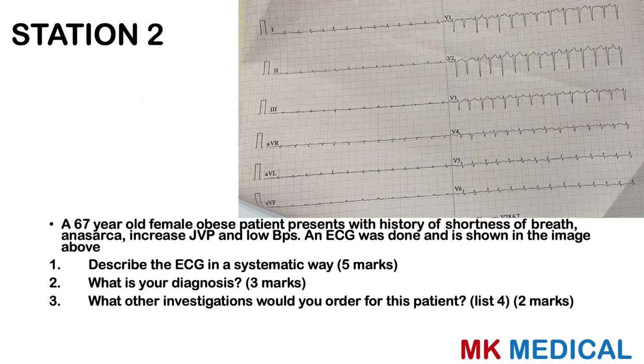Station 2. What everyone loves to avoid. A 67-year-old obese female patient presents with a history of shortness of breath, ascites, increased JVP, and low BPs. An ECG was done and is shown in the image above.